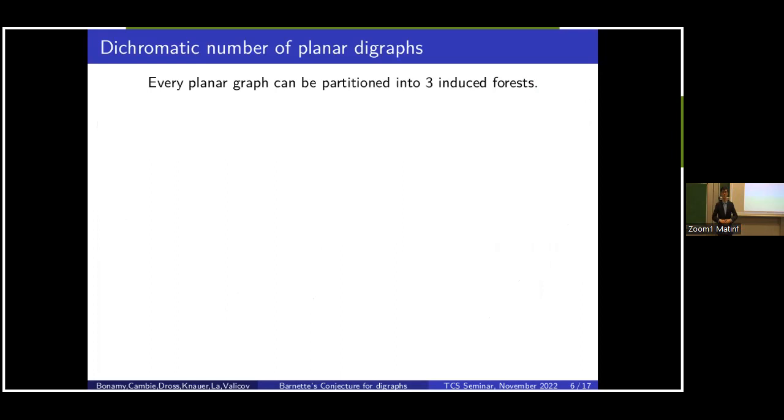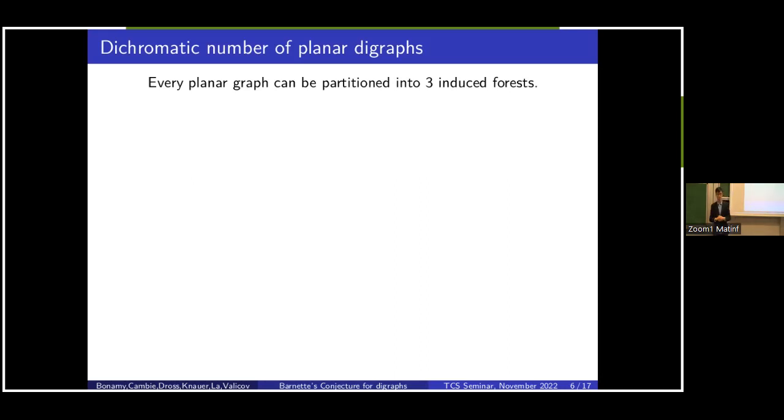Now let's move on to another problem, which is similarly very different from Hamiltonicity in cubic graphs. And this is the dichromatic number of planar digraphs. So this is the problem of finding the minimum number of colors such that I can partition my planar graphs into that many acyclic sets.